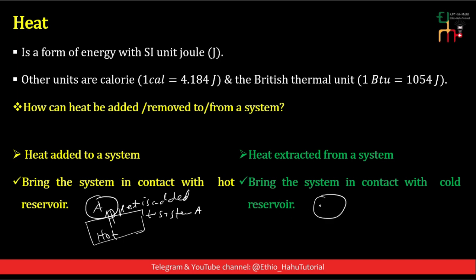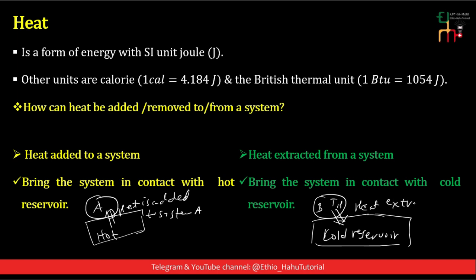Here we have system B with higher temperature TH, and here we have a cold reservoir. If we bring this hot system in contact with a cold reservoir, the system loses thermal energy to the cold reservoir. Therefore, the direction of heat flow is from the system to the cold reservoir. This is heat lost or extracted from the system. By this, we can extract heat from the system.